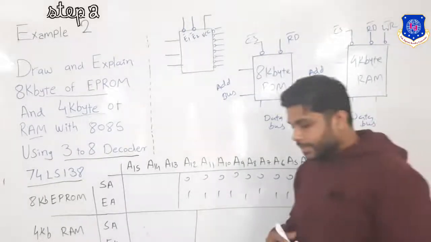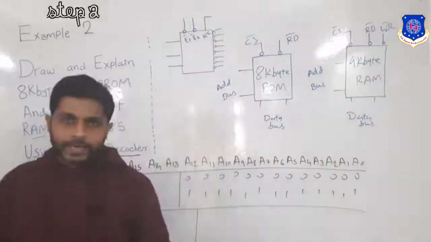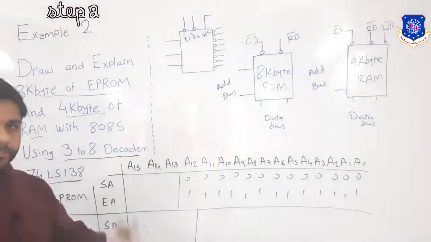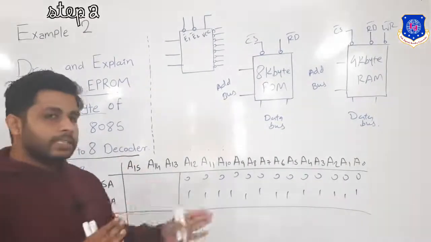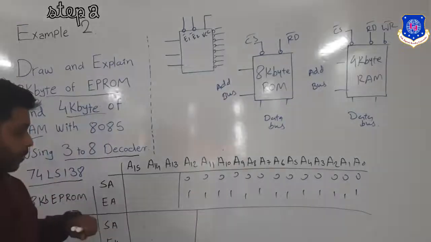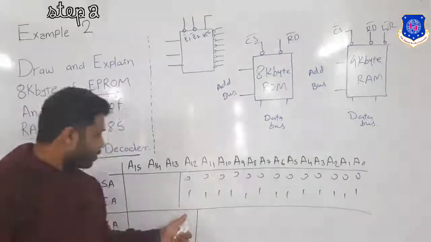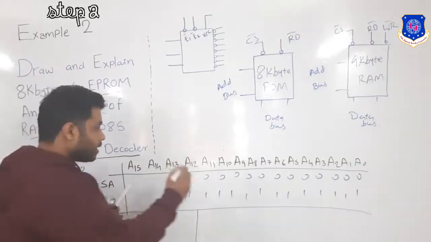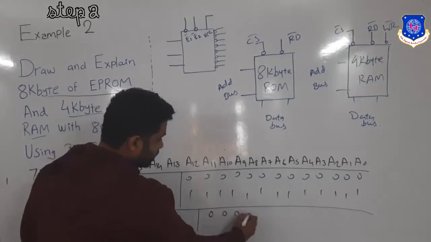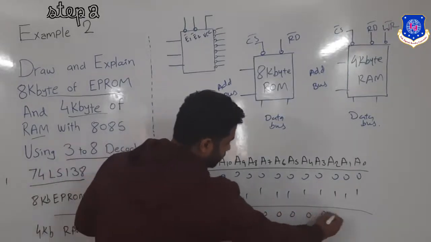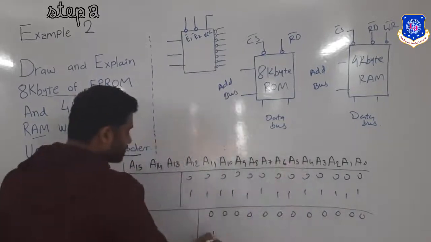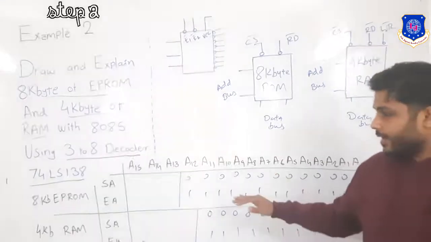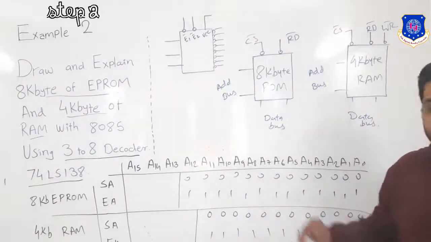Now I want to find the starting and the ending address of the 4K byte RAM. Again, we have to follow the same procedure. The first thing you need to find is how many address lines are connected to the 4K byte RAM. A0 to A11. So for the starting address, we will set all of A0 to A11 to 0, and for the ending address we will set them all to 1. So the starting and the ending values are set.